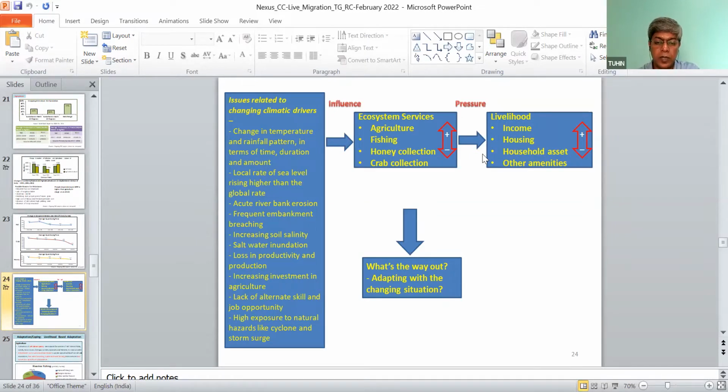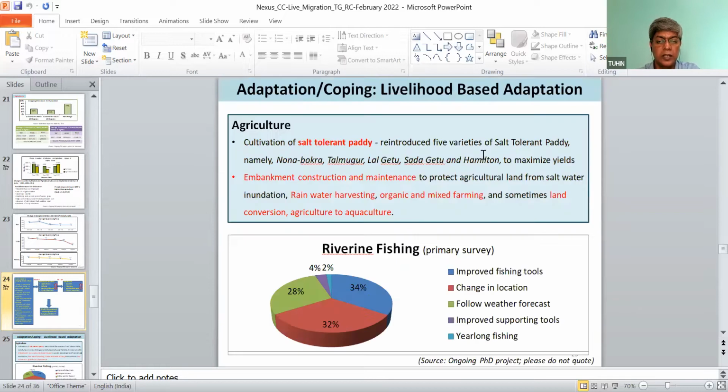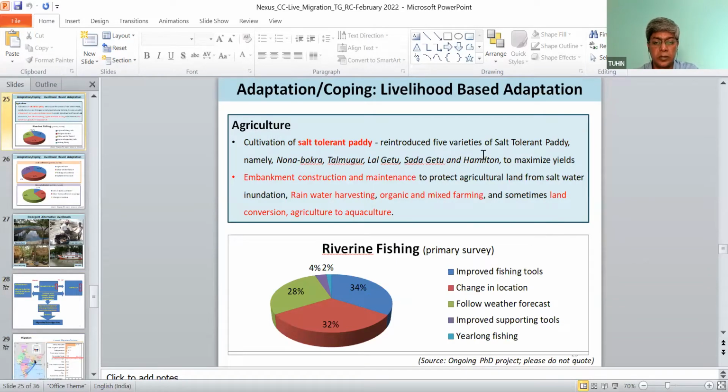So what's the way out? How are we intended to adapt with the changing situation? So we need to see that they came up with some kind of solutions, what they thought good, because there is no concrete adaptation plan being implemented within the Sundarban area. So there is some kind of salt tolerant paddy reintroduced, and from the earlier experience, embankment construction and maintenance to protect the agricultural land from the saltwater inundation, rainwater harvesting, organic and mixed farming, and sometimes land conversion, agriculture to aquaculture. And in the riverine fishing, actually, they tried all these things.